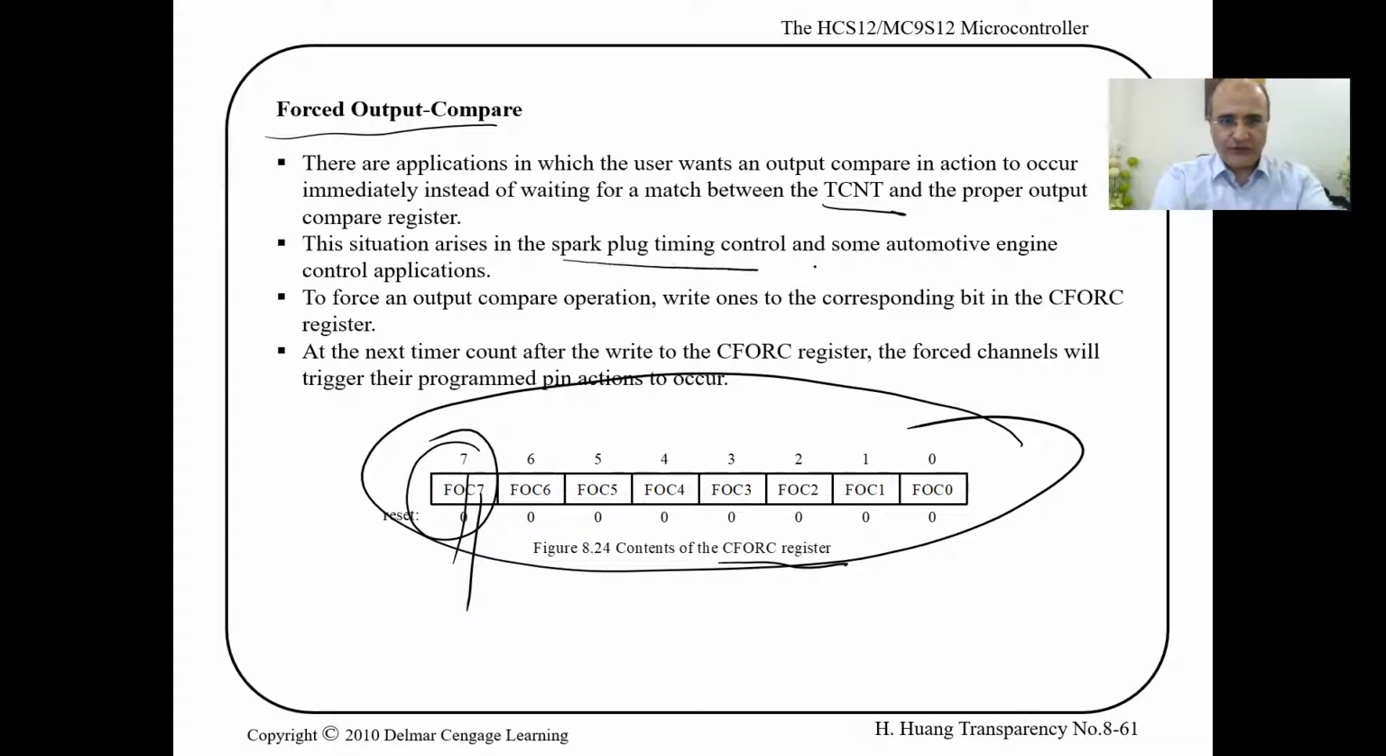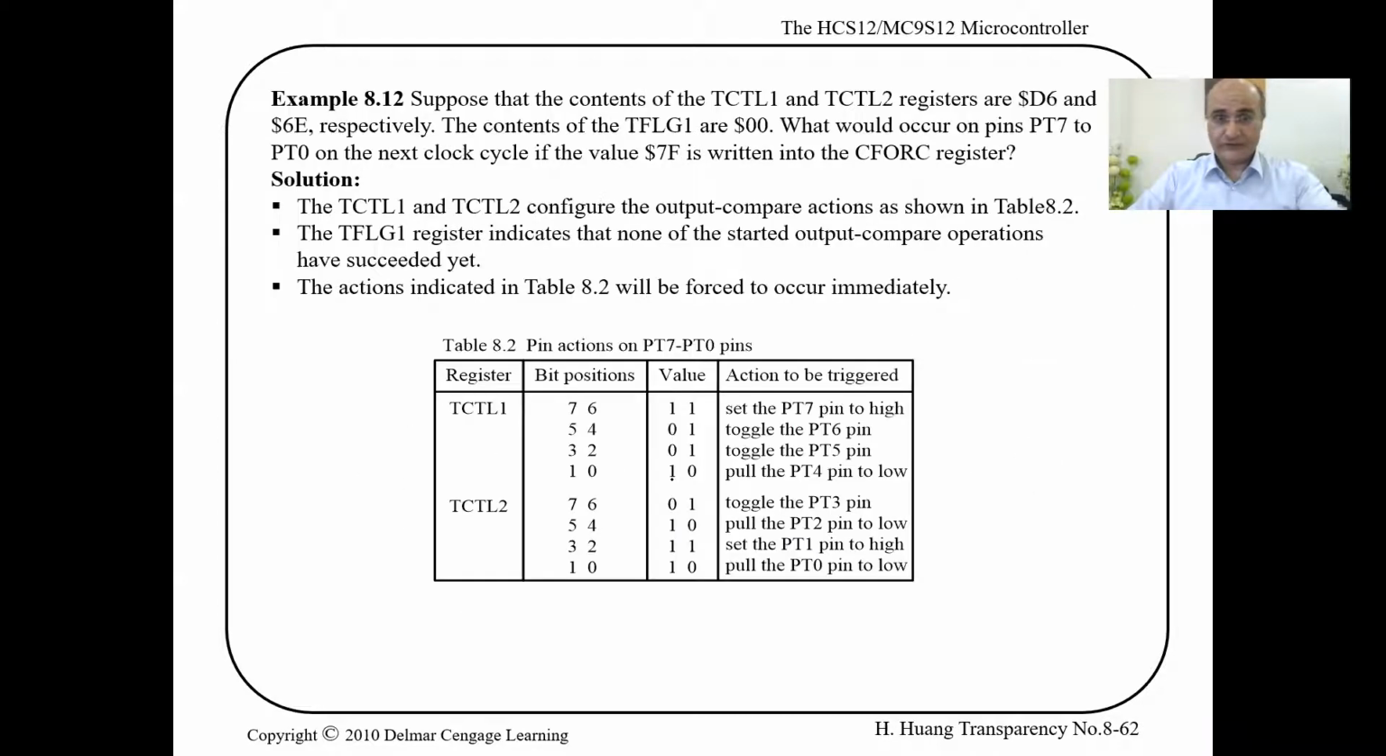This is really important in real-time applications. Here in the book, they're giving you the spark plug timing control. Sometimes you really need to trigger a spark without waiting for a timer or if something happens. In short, any of our output compares will trigger the pin according to what you programmed whenever the comparator discovers a match between the output compare register and the counter, but you are able to trigger that event whenever you want by writing to this forced register.